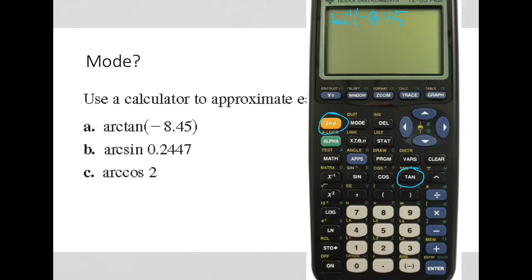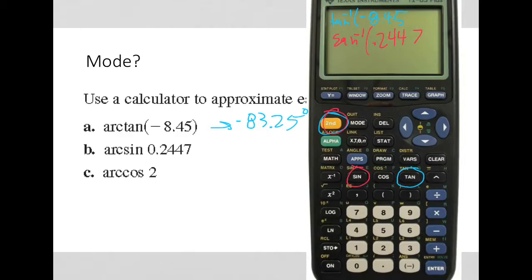So if I do second tan to get the inverse tan up and hit negative 8.45, I will get negative 83.25. So that value is negative 83.25. Kind of an ugly angle. And that is giving us an angle in degrees. Arc sine of 0.2447, same idea. Hit second, hit the sine button, and then type in 0.2447. Your calculator will look like this.